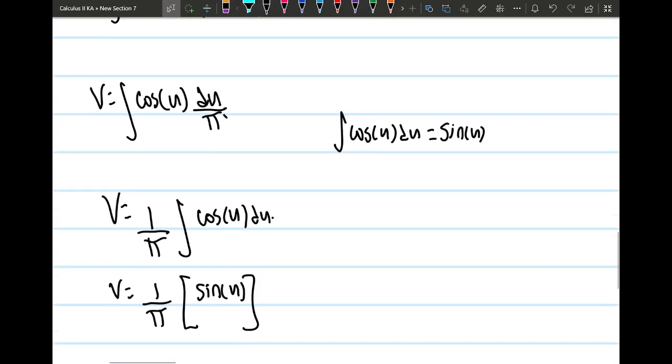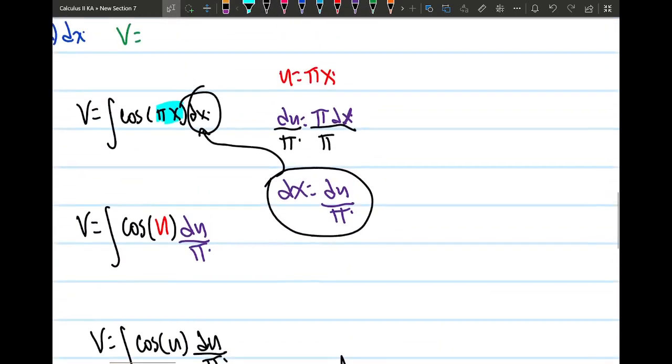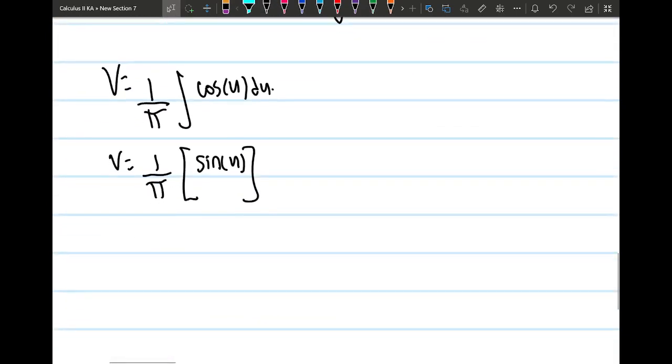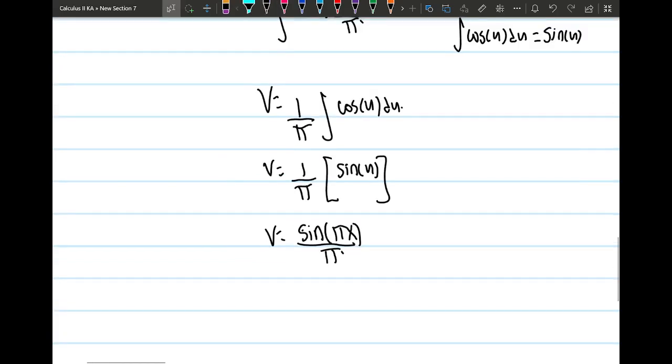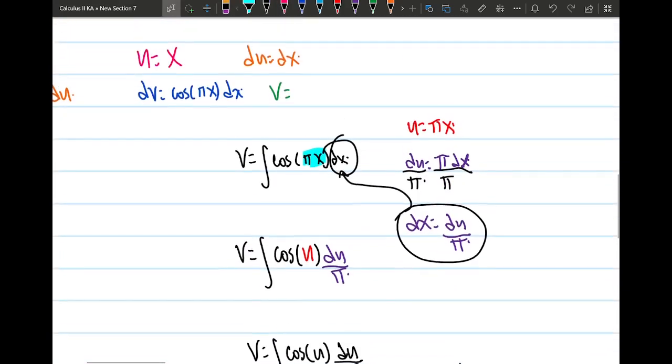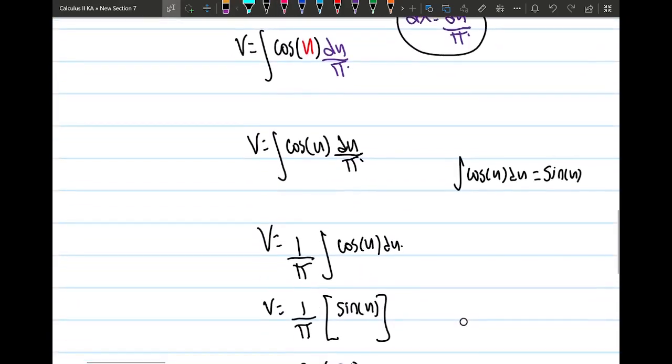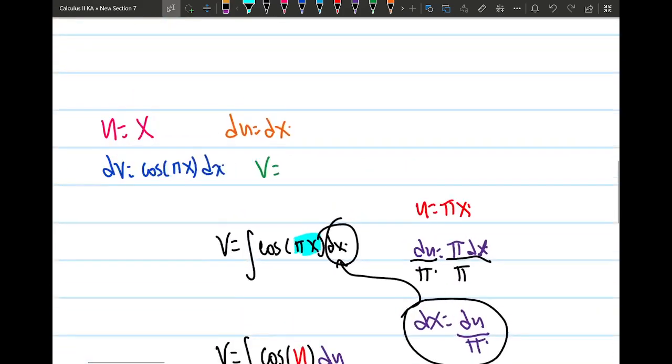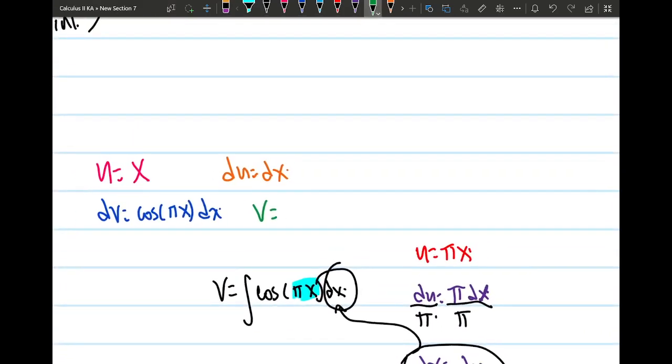And then if we substitute u back in, it'll be pi x. So really v is going to be sine of pi x over pi. Okay. So now we found v. So now we got that out of the way. So I know that v is now sine of pi x over pi. So let's go ahead and write that down here.